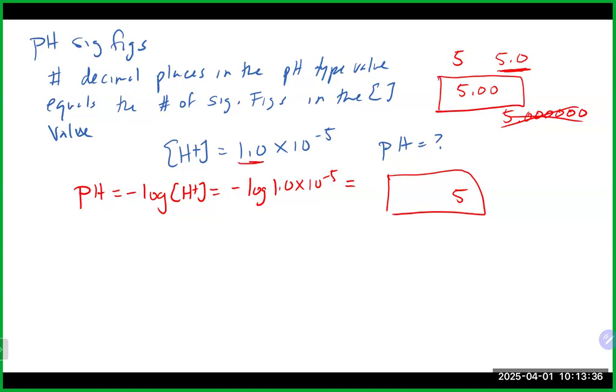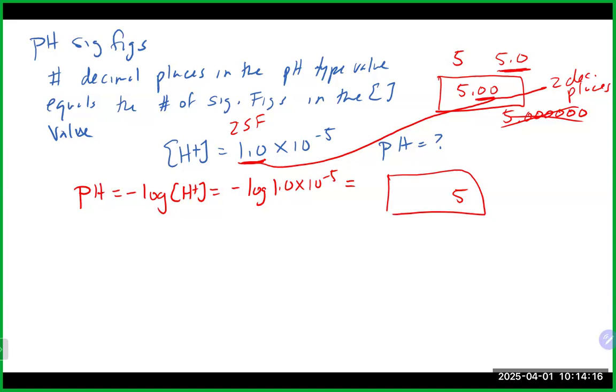So this number has 2 significant figures, which means it should end up with not 2 sig figs, but 2 decimal places. Again, we go from significant figures in the concentration to how many decimal places you should have in your pH type value. By the way, it works the same way if you're going backwards, which we'll talk about. If you're going from the pH and you calculate something like the H plus concentration, however many decimal places your pH value has is how many significant figures your concentration should have. So it should work both ways in this case.